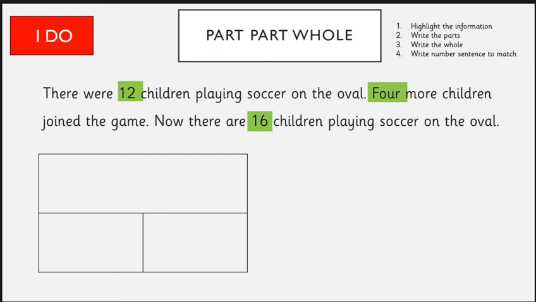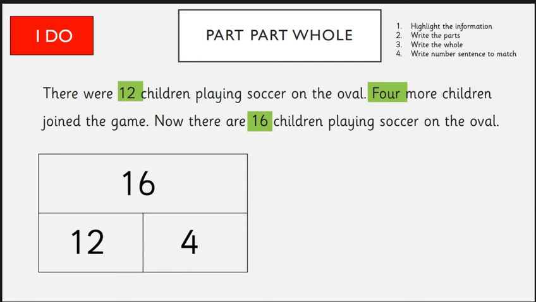The next thing we need to do is to write the parts. I know that there were 12 children in the beginning, 4 more children come along, so they were my parts. I now need to look for my whole number. My whole number in this story is 16. There were 16 children in total playing on the oval. There are 12 parts, 4 more parts, and 16 in total.